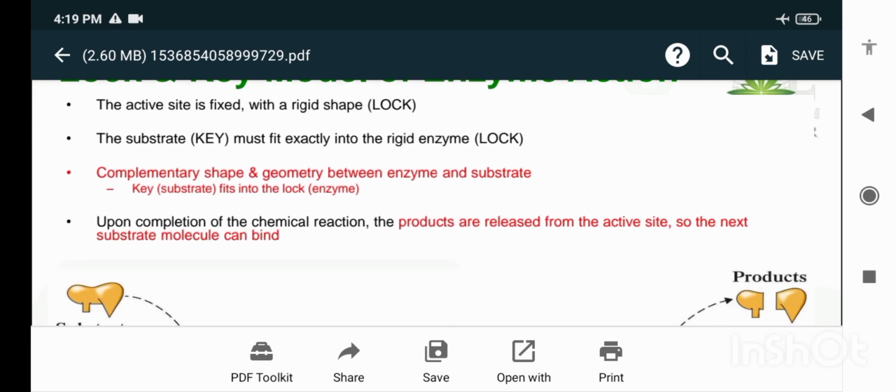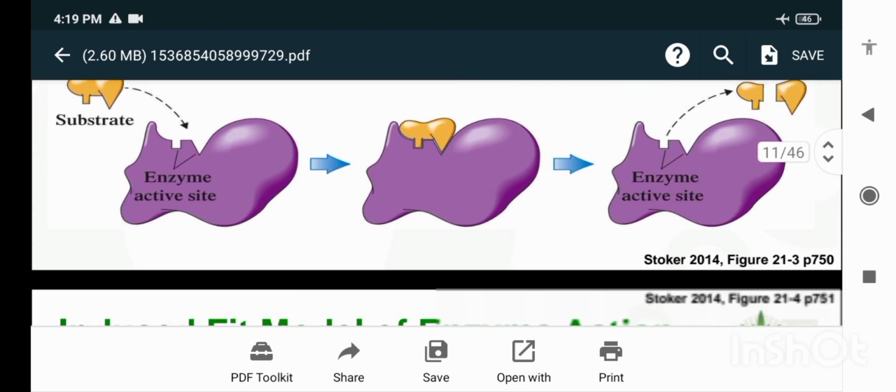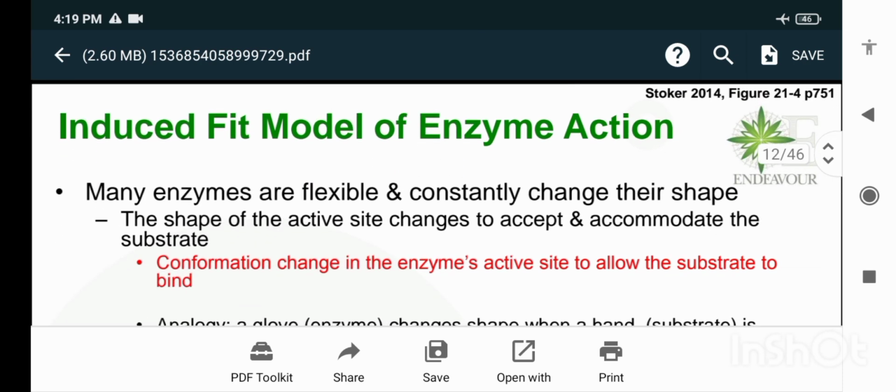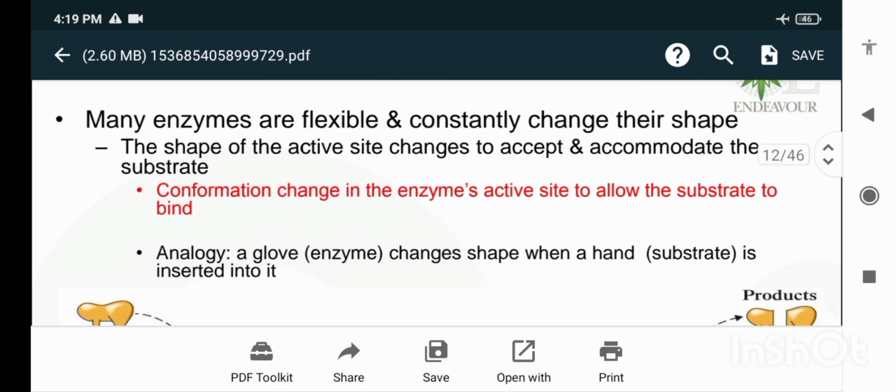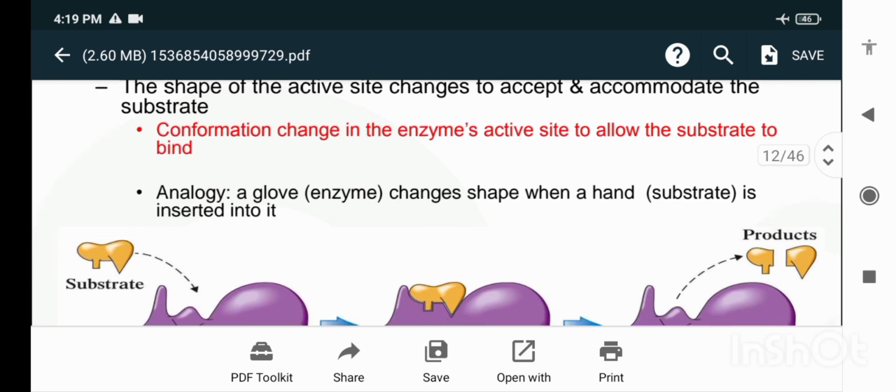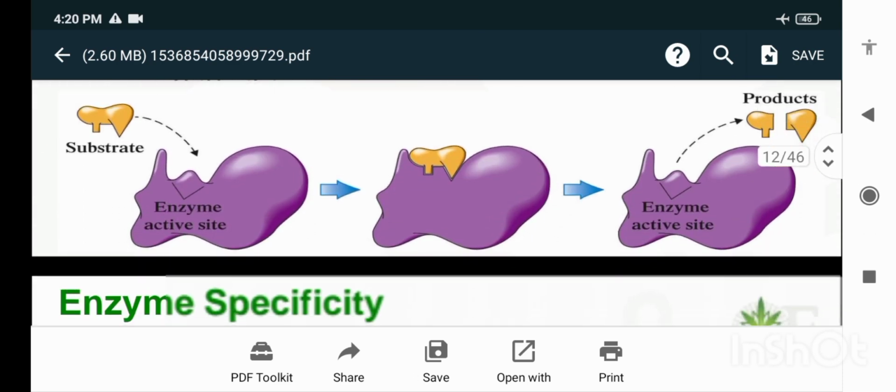Upon the completion of the chemical reaction, the products are released from the active site so the next substrate molecule can bind. Induced fit model of enzyme action: many enzymes are flexible and constantly change their shape. The shape of the active site changes to accept and accommodate the substrate. Conformational changes in the enzyme's active site allow the substrate to bind. Analogy: a glove, the enzyme, changes shape when a hand, the substrate, is inserted into it.